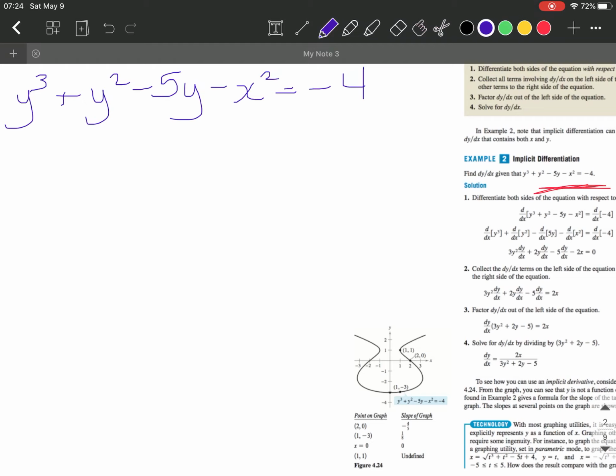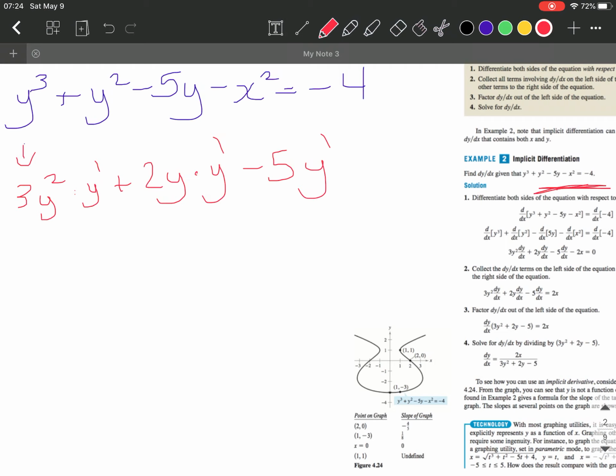So the first one, the derivative of y cubed, bring down the 3, subtract 1. And since it's y, you have to put y prime. The second one, bring down the 2, subtract 1. And since it's y, you have to put y prime. The third one, the derivative of -5y is -5, but since you derived y, y prime.